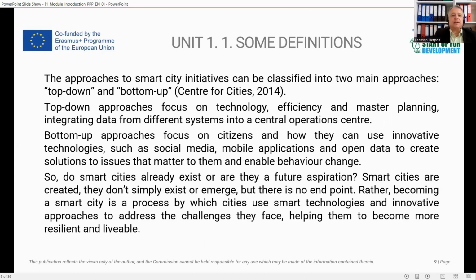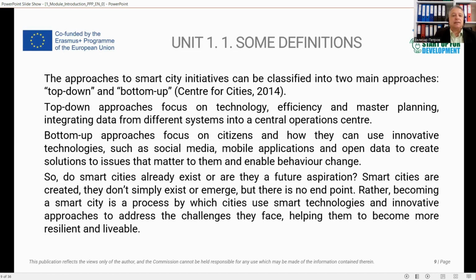The approaches to smart city initiatives can be classified into two main approaches, top-down and bottom-up. Top-down approaches focus on technology, efficiency, and master planning, integrating data from different systems into a central operational center. Bottom-up approaches focus on citizens and how they can use innovative technologies such as social media, mobile applications, and open data to create solutions to issues that matter to them and enable behavior change.